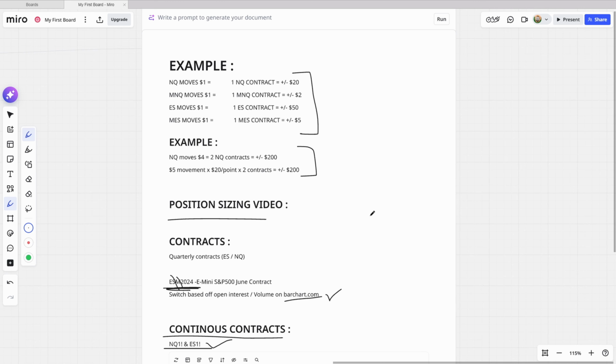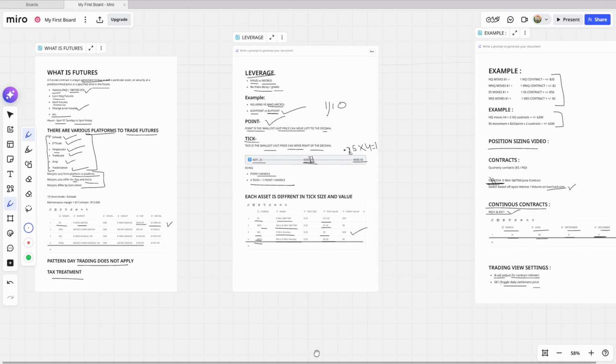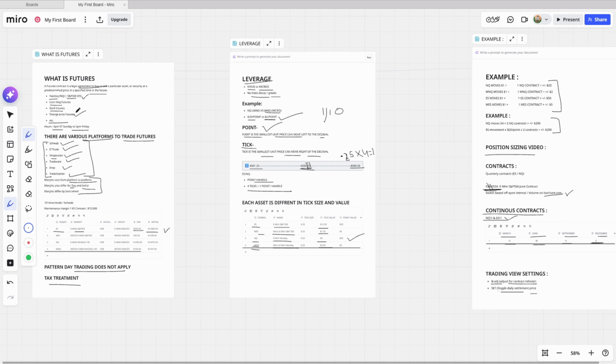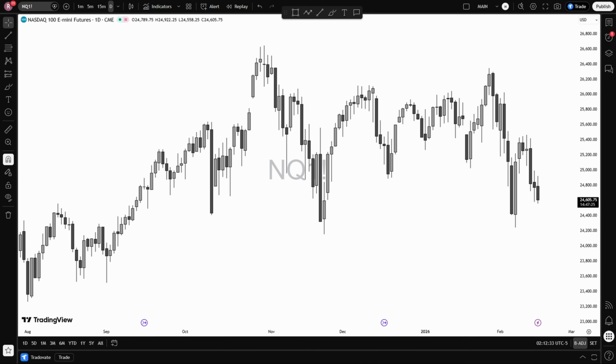I will make a dedicated video later explaining futures position sizing step by step, breaking down exactly how to calculate risk per trade, how to determine the correct contract size, and how to stay within your drawdown limits. Once you understand that, the math becomes very simple. For now, just understand the relationship between points, tick value, and contracts, because that's the foundation of everything in futures trading. All right, let's hop into TradingView real quick and I'll explain this properly.